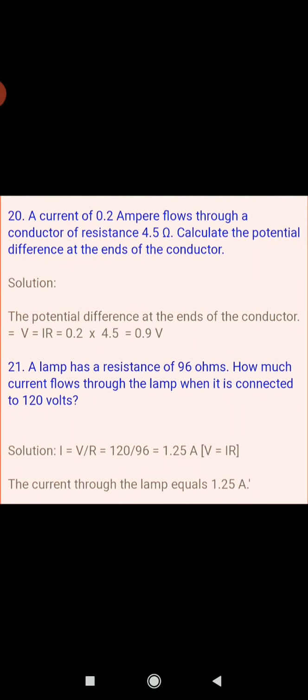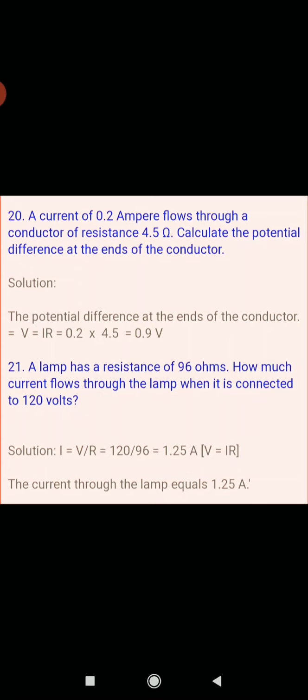Okay, our next problem. It's given that current is 0.2 ampere, resistance 4.5 ohm. Calculate the potential difference. We want to find out the potential difference V. What's the relation connecting potential difference V, current and resistance R? That is V is equal to IR.